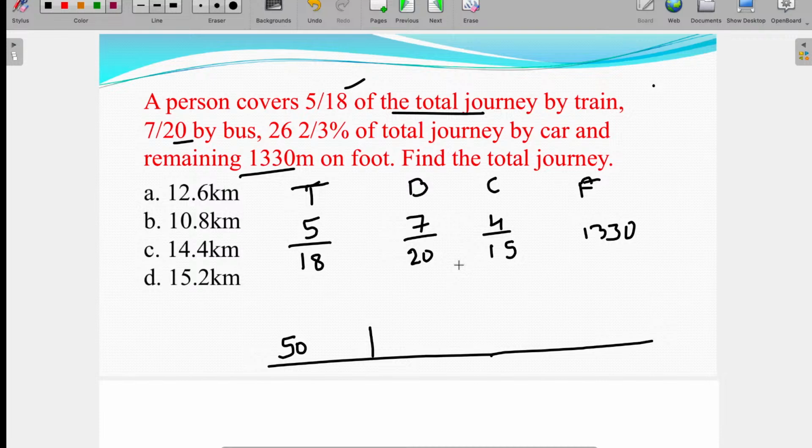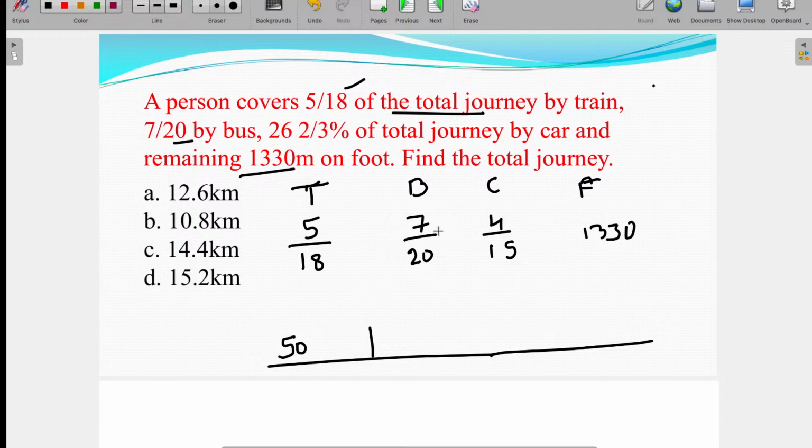Now try. How much is traveling by bus? How much is traveling by car? Try and answer. Try to write. First you try to tell this. Tell me this, how much? I am assuming meter it is. Okay, how much is it? Bus, how much?